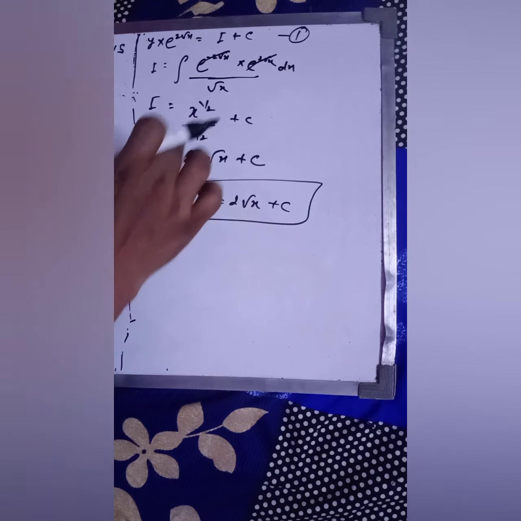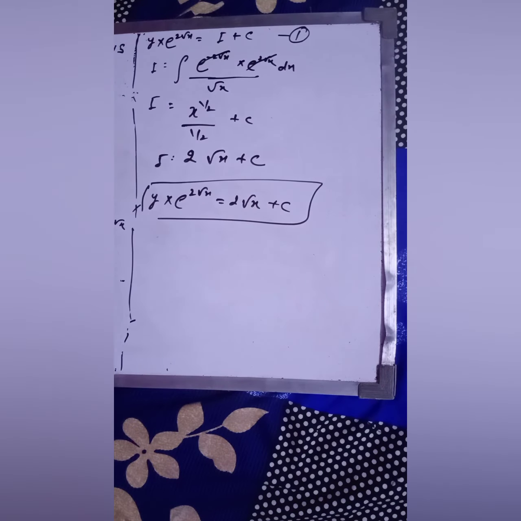Just in place of I, I am putting this value. Okay, so this is how you can solve question number 12 of the miscellaneous exercise, and the rest of the questions are homework and you have to solve them. Okay children, if you are getting any doubts, please ask.